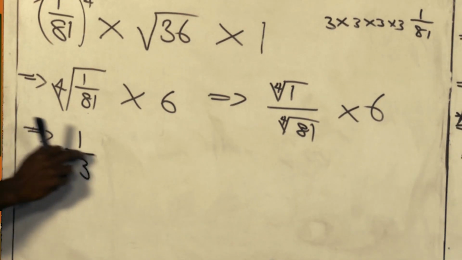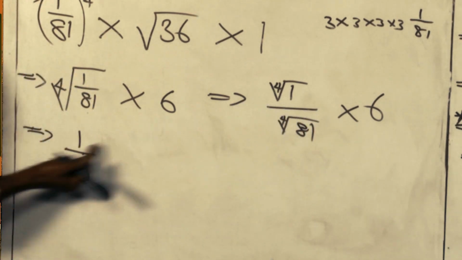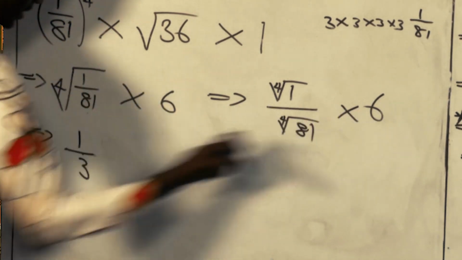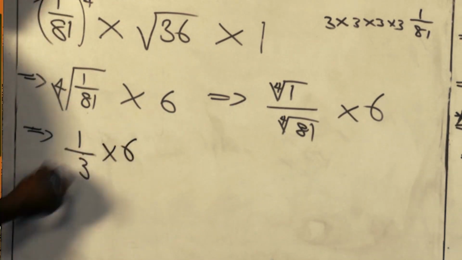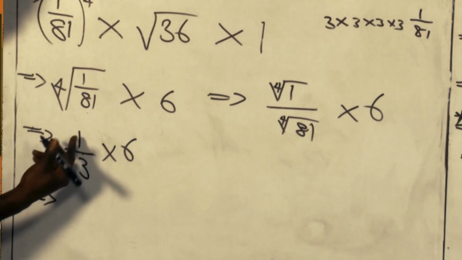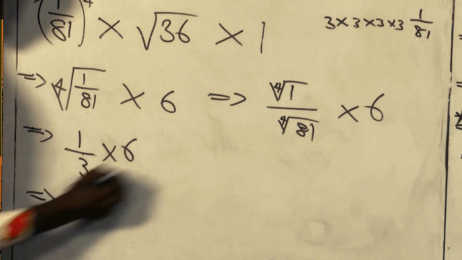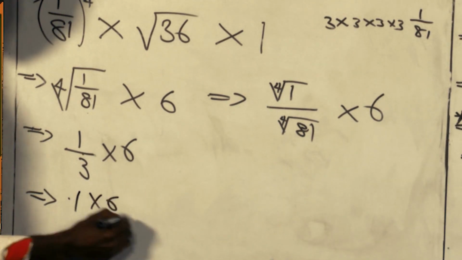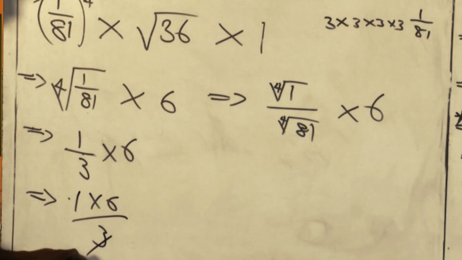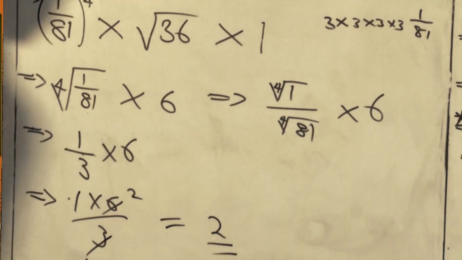This division sign I have here is as a result of the division line I have here. And we have times 6 with this. This is the same thing as saying 1 times 6 over 3. We just multiply 1 by 6 over 3. So 3 here 1, 3 here 2. I have 2 as final answer.